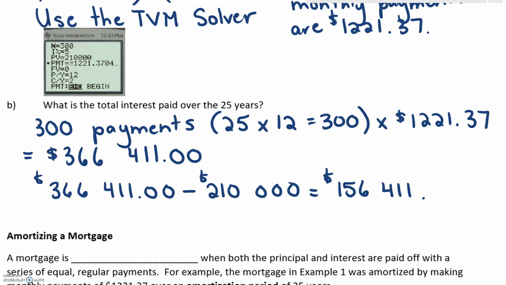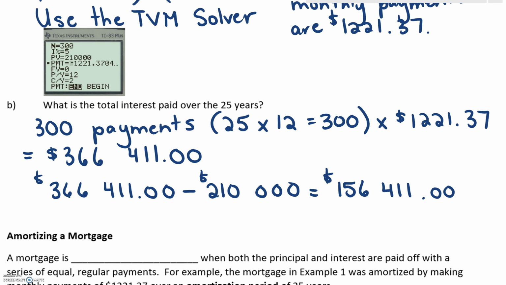which is pretty intense. Again, you don't really notice that you're paying $156,000 more on your house over the 25 years because the payments are manageable. But when you look at it this way, it's a lot more money in interest. So we're just going to answer the question here.